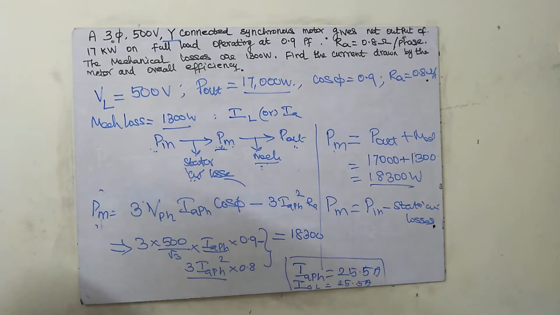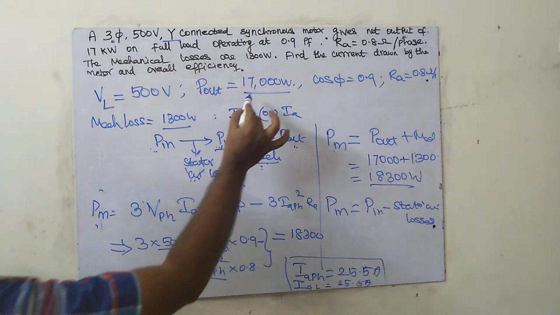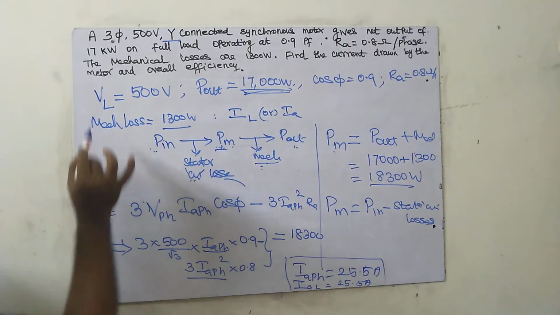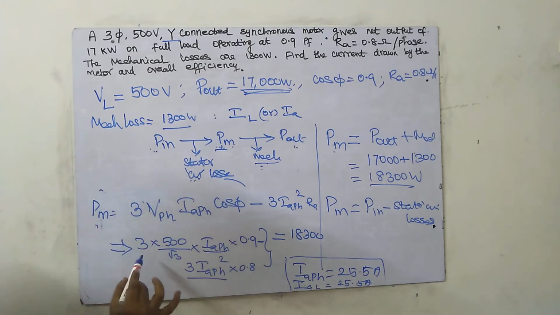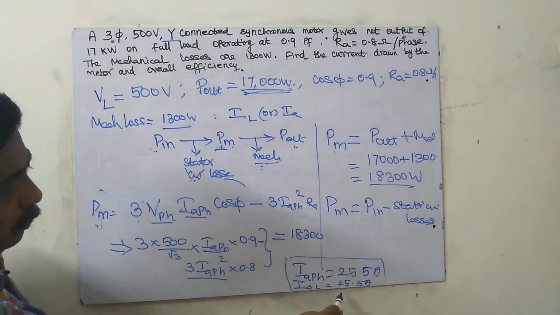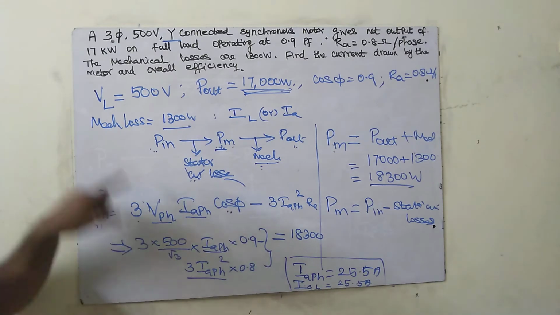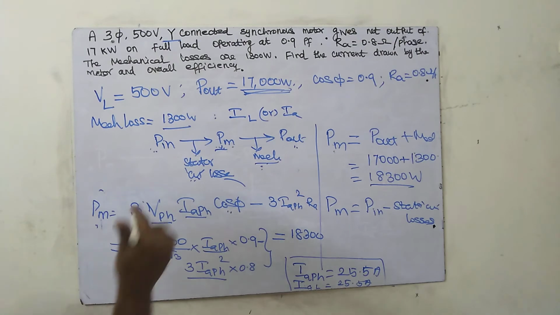And efficiency. What is efficiency? Efficiency equals output divided by input. Output is 17,000 watts. What is the input value? Input power equals 3 into V phase, where V phase equals 500 divided by root 3, into IA phase 25.5 into cos phi. So we know the values and can calculate P in. Otherwise we can use another formula.